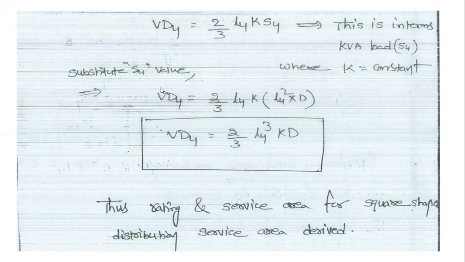Therefore VD4 is equal to 2 by 3 L4 K into S4, and the value of S4 is L4 square into D. Therefore, VD4 is equal to 2 by 3 L4 cube K into D. So the voltage drop rating of the service area for the square shaped distributor is 2 by 3 L4 cube K D.